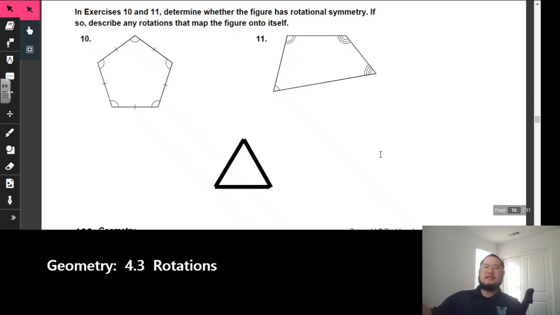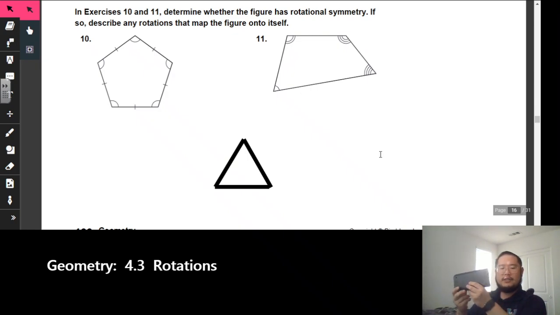So pretty much what they're saying is this. If I take this right here, my calculator, if I rotate it 90 degrees, it doesn't rotate onto itself. But if I rotate it 180 degrees, it will rotate onto itself. If I rotate it 270, no. If I rotate it one more time, 360, yes. So it says determine whether the figure has rotational symmetry. In this example, it does.